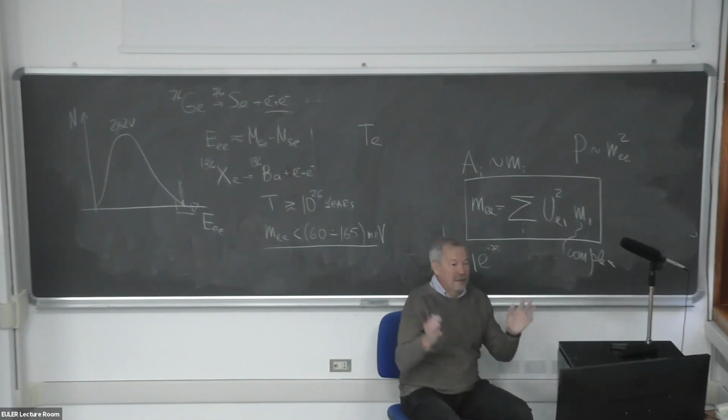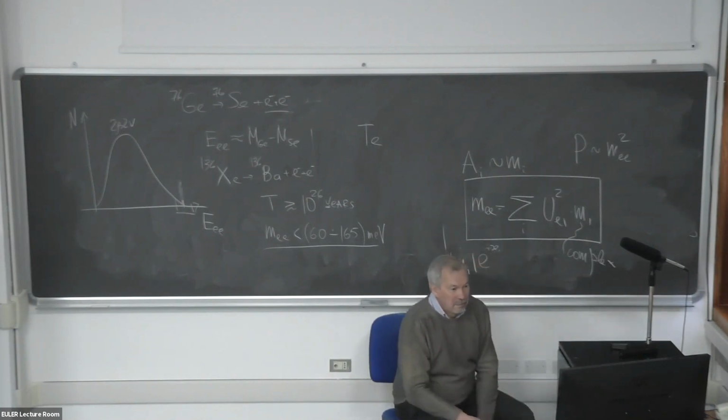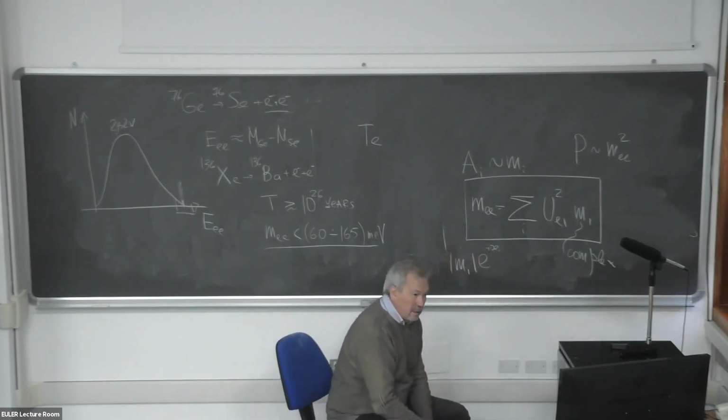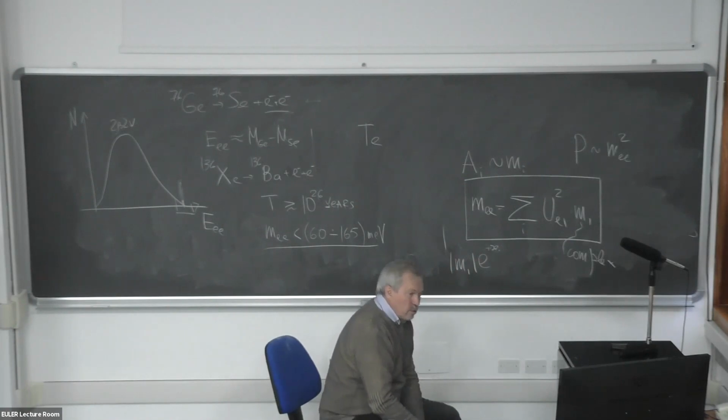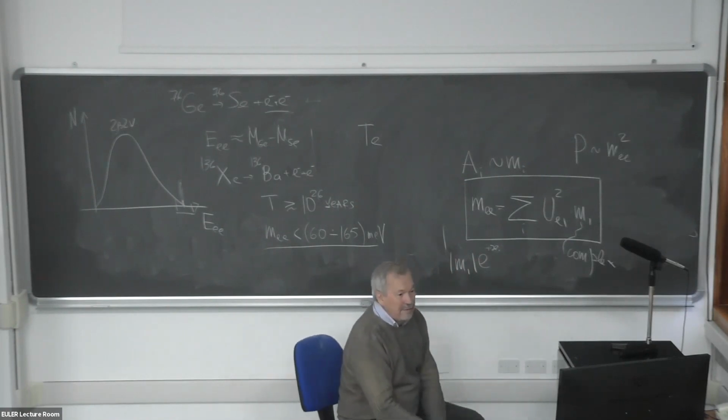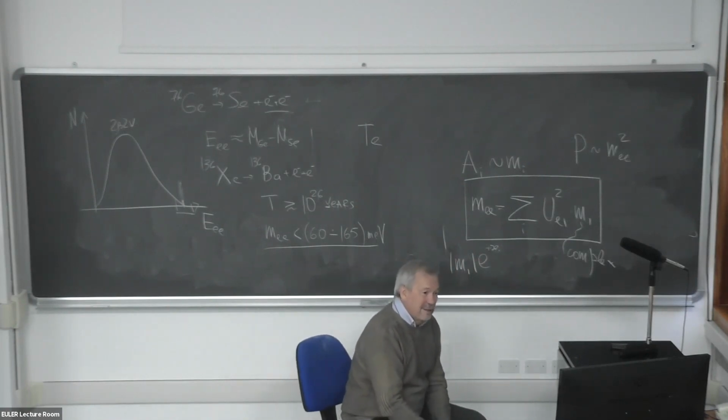Not for electrons. It's important that this is Majorana also. We do not introduce Majorana phases for Dirac particles, right? And always it's the modulus squared.